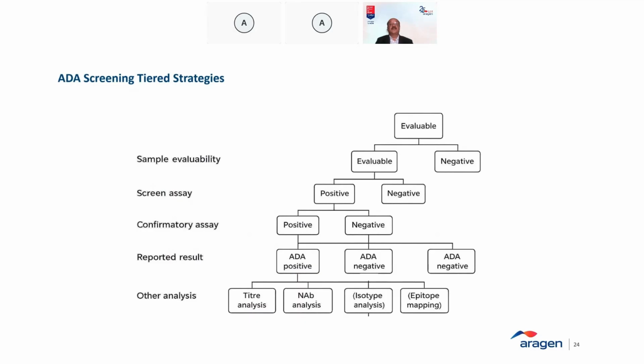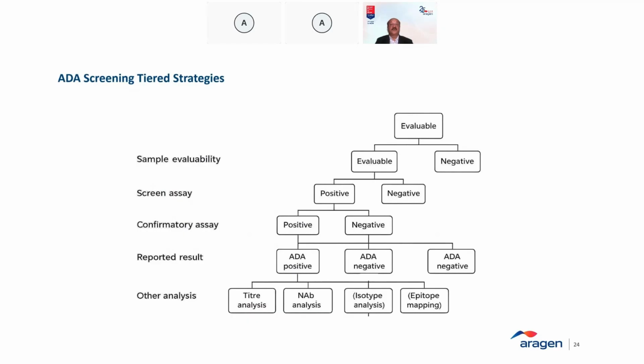So you have 300 assay points, you do statistical analysis, and you find out that this is the background of my assay. Now, any sample that is above that background is called a screening positive. Once you have a screening positive sample, you take it for a confirmatory assay. In the confirmatory assay, you perform the assay in the presence of excess biotherapeutic. And if you can demonstrate specificity of your molecule, then you call this sample positive.